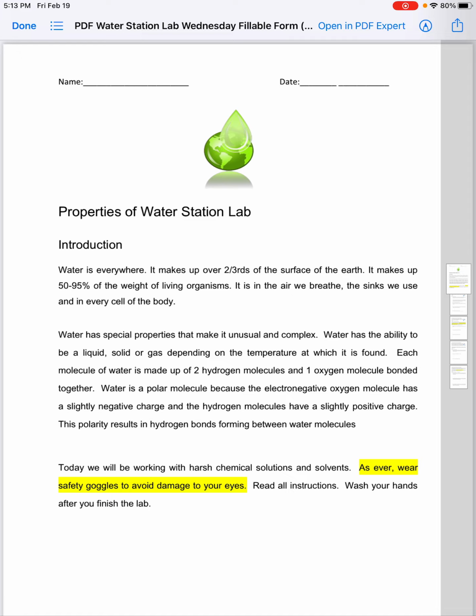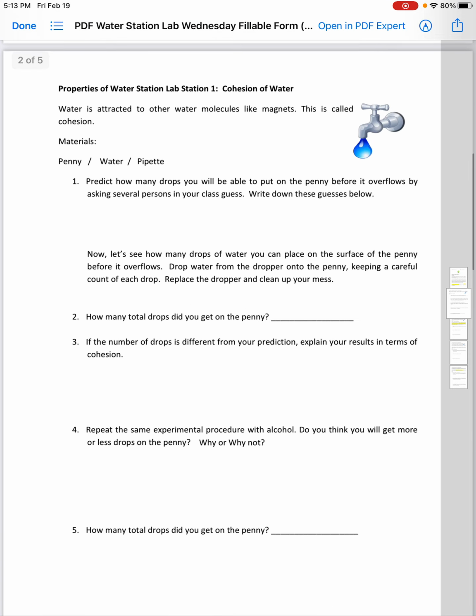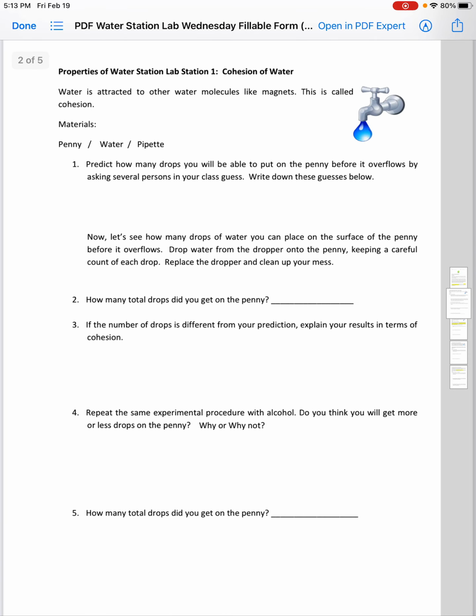A lot of the answers are inherent in both what I've written here, as well as what you observed when we went through and recorded the lab. It says, predict how many drops you'll be able to put on the penny before it overflows by asking several people in your class. And I took a picture of the guesses from our class. If you'll excuse me, I will leave this for just now.